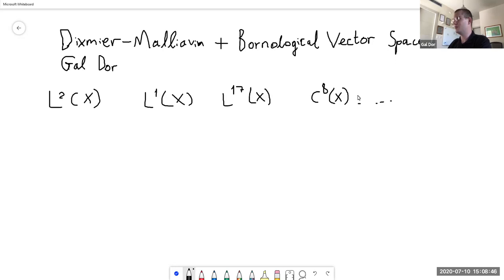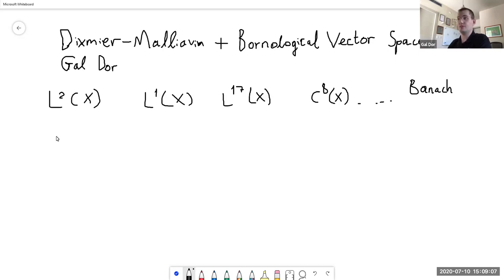All of these spaces are what are called Banach spaces. They have a norm, and this norm is basically the only thing we care about. It's the only extra structure that they carry, except for being topological vector spaces. And they are complete with respect to this norm. However, not all interesting representations are on Banach spaces.